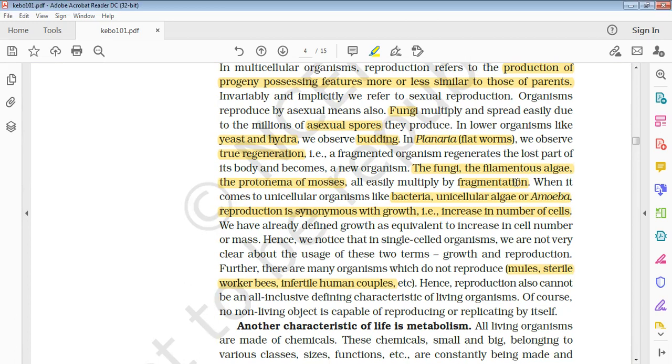So reproduction cannot be an all-inclusive defining characteristic of living organism. How can we say that or give reason? Because though reproduction is observed in all unicellular and multicellular living organisms, there are certain group of organisms that cannot reproduce. Examples are mules, sterile worker bees and infertile human couples. Hence, reproduction cannot be an all-inclusive defining characteristic of living organisms.